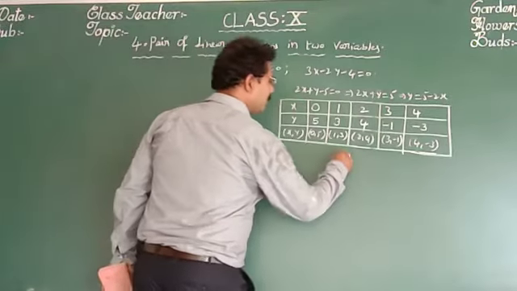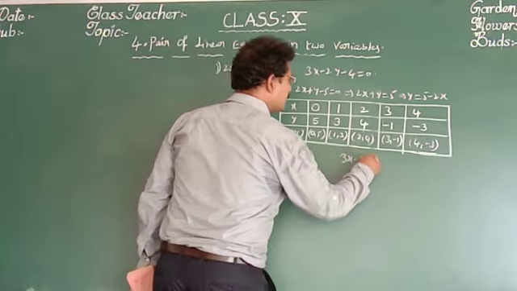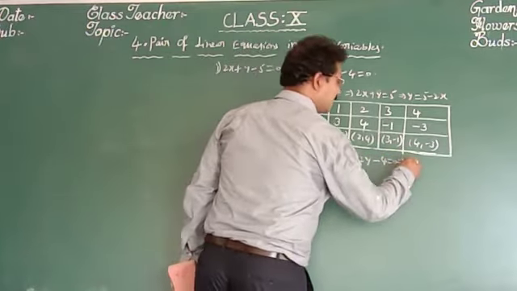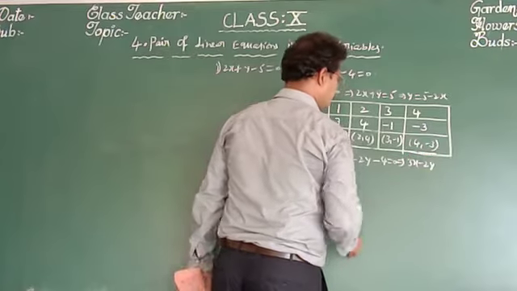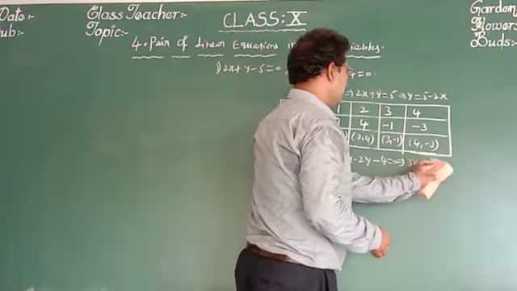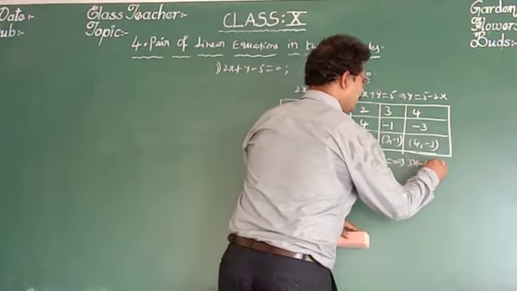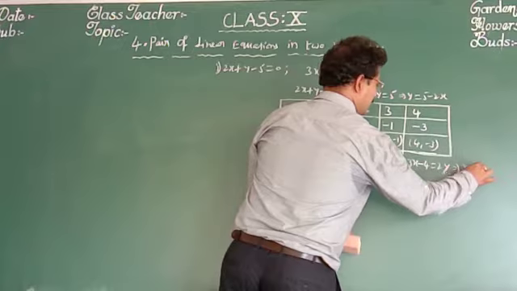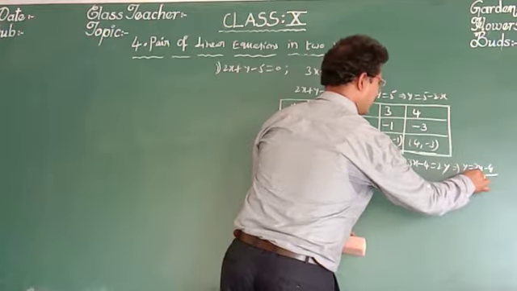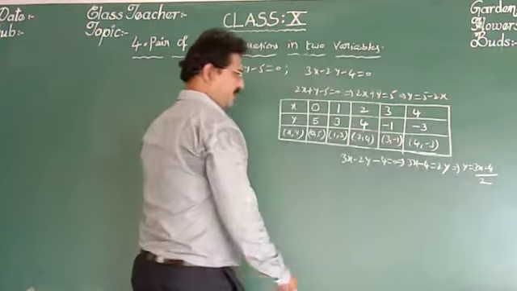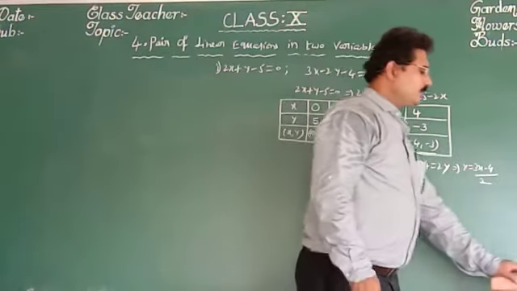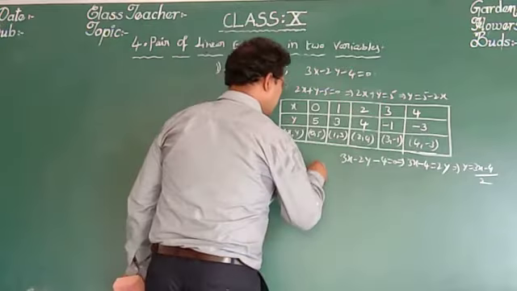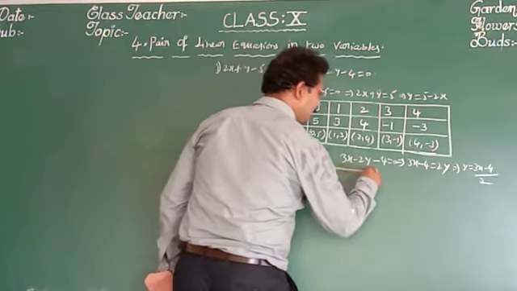Next, second table. 3x minus 2y minus 4 is equal to 0. That implies 3x minus 4 is equal to 2y. That implies y is equal to 3x minus 4 by 2. Now let us take the values. Again draw the table.